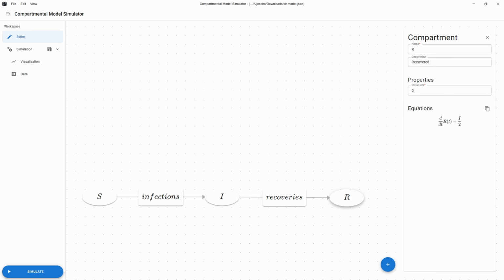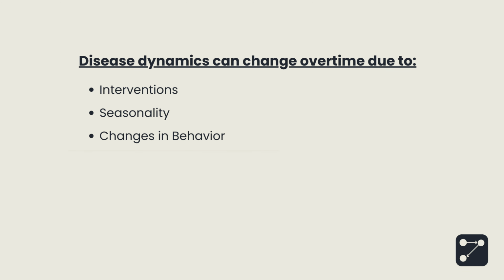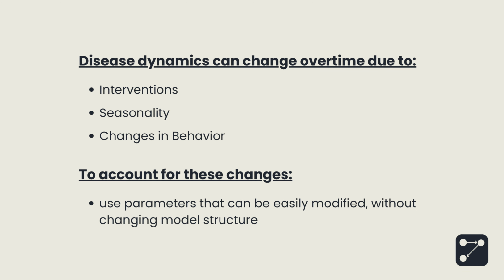In reality, disease dynamics can change over time due to various factors such as interventions, seasonality, or changes in behavior. To account for these changes, we can use parameters that can be easily modified without changing the model structure.